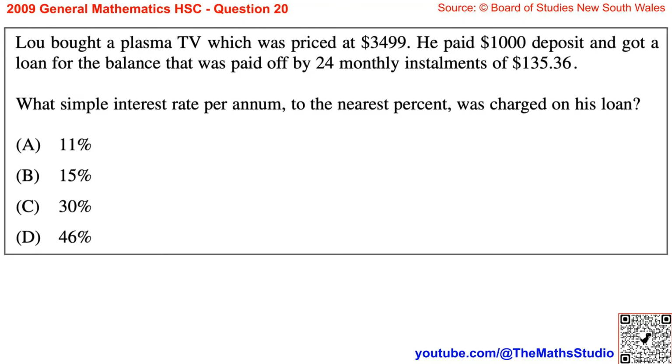Question 20. Lou bought a plasma TV which was priced at $3,499. He paid $1,000 deposit and got a loan for the balance that was paid off by 24 monthly installments of $135.36. What simple interest rate per annum to the nearest percent was charged on his loan?